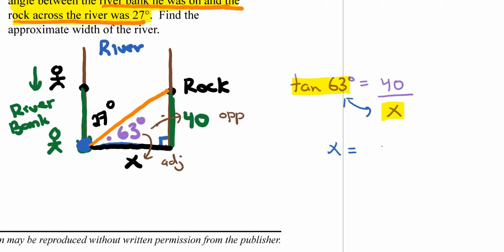So X would equal 40 divided by tan 63. And if you do the math there on your calculator, you should get about 20.4 meters. All right, so 20.4 meters is the answer for number 12.